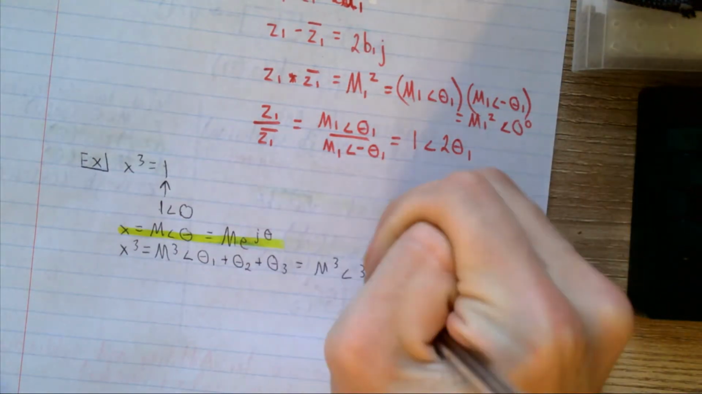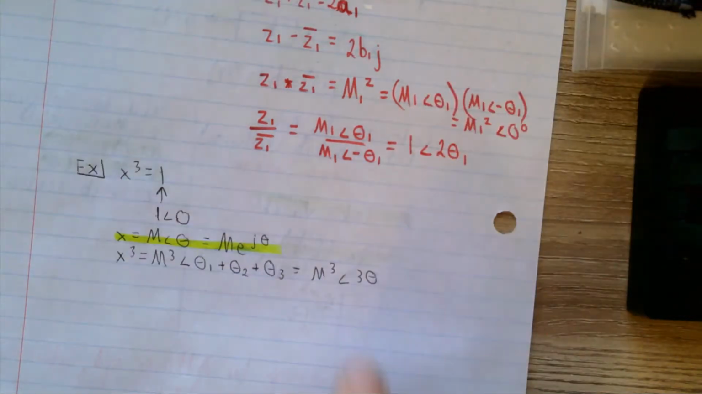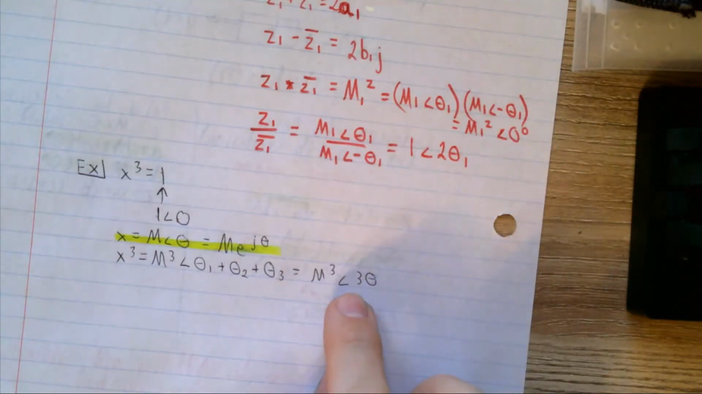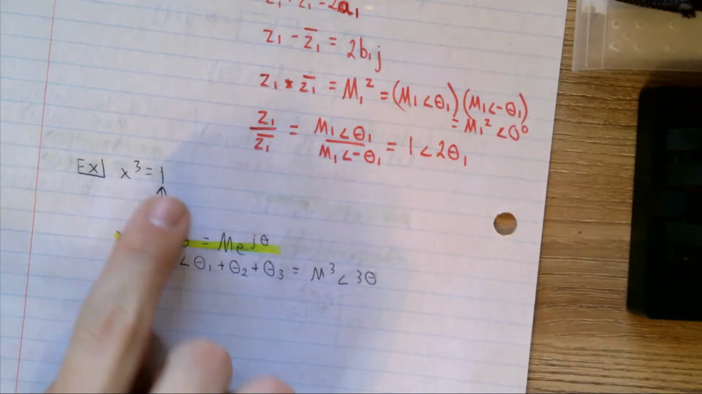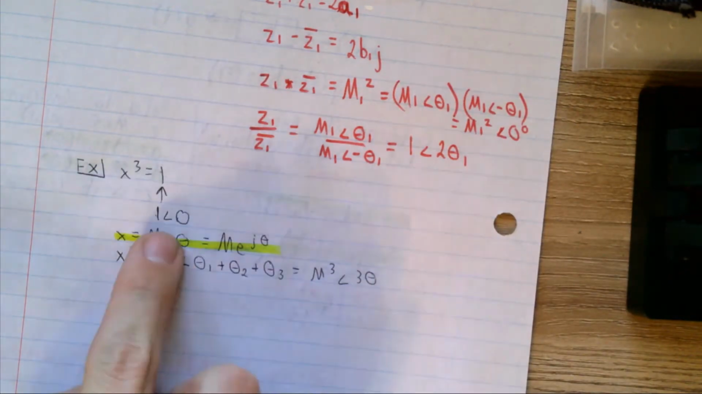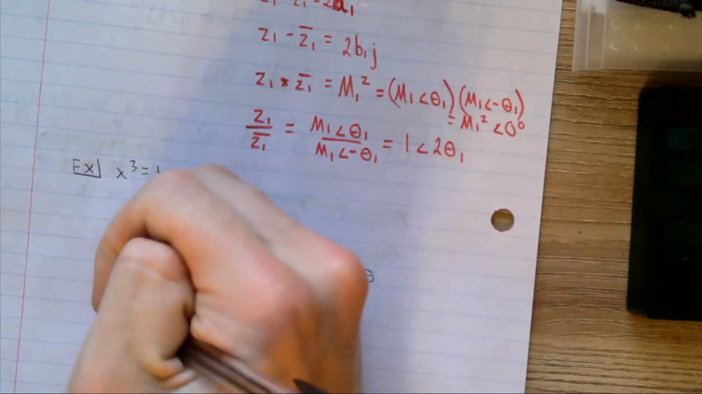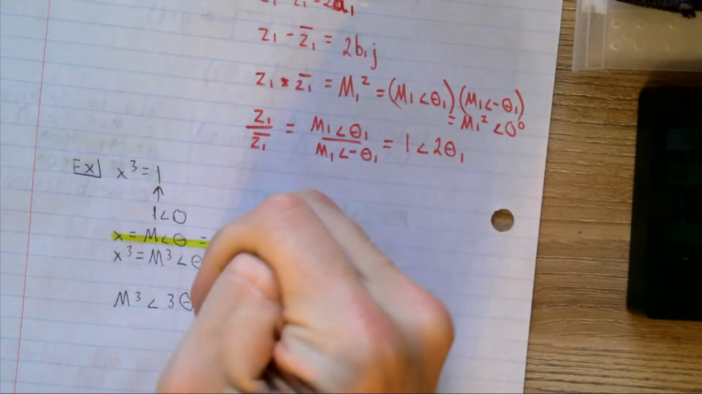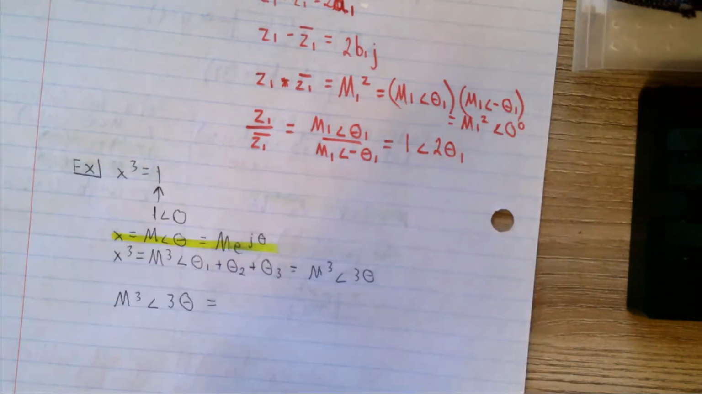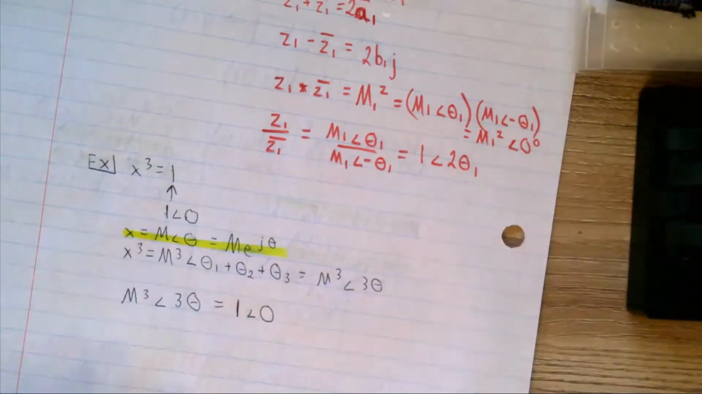And what we set this equal to is, because this is our x cubed term here, we set it equal to 1 with a phase angle of 0. And so if I just rewrote this here, our m cubed with phase angle of 3 theta is going to be equal to 1 with a phase angle of 0. So that's how you derive those for that equation.